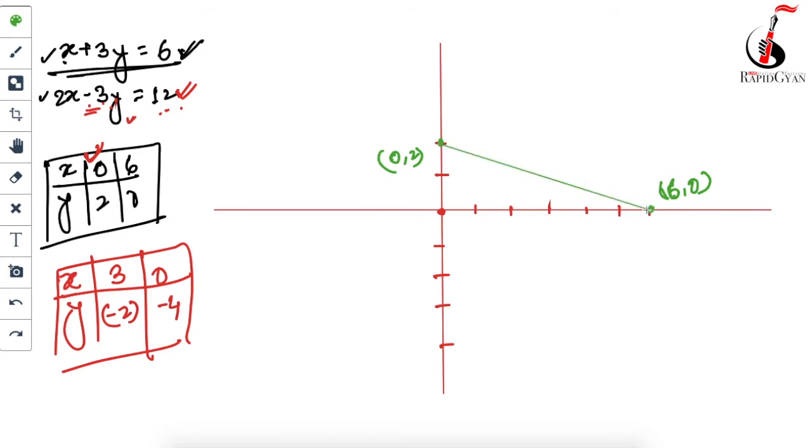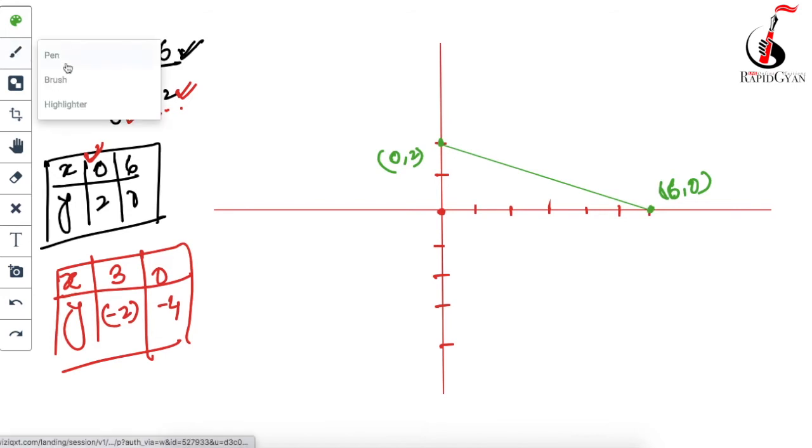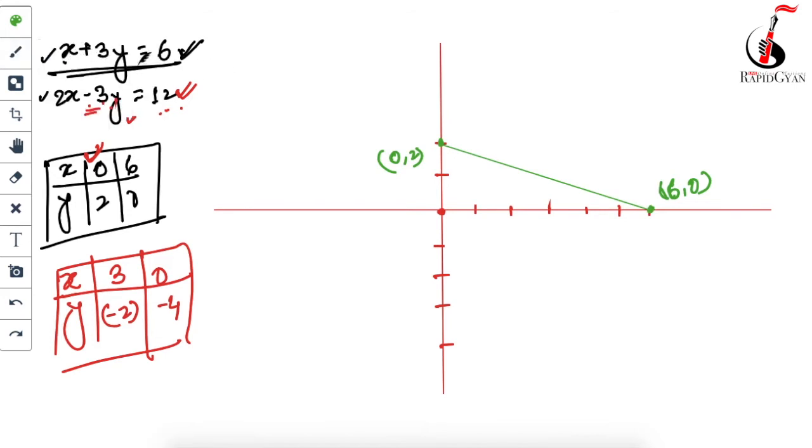So this particular line is what? This particular line is the graphical representation of x plus 3y is equal to 6. Correct? Now we will have to do the same for this other one.